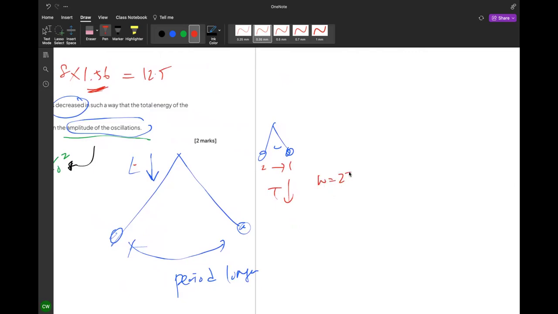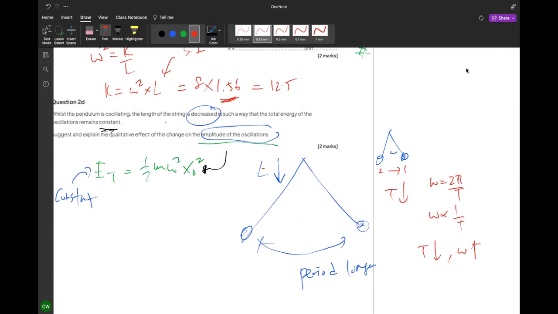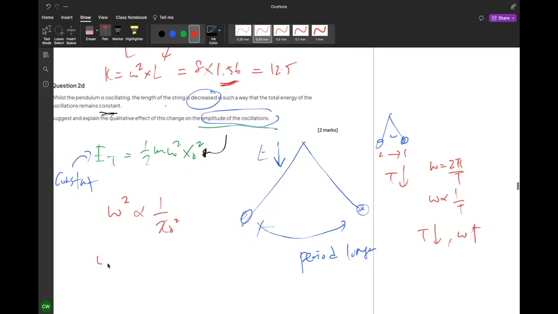Omega is 2 pi over T, so they are inversely proportional. If the period becomes shorter, omega should increase. So you come back to this again. This value is constant. Everything is constant. So that means omega squared should be inversely proportional to S naught squared. So if omega increases, then S naught becomes shorter because they are inversely proportional.